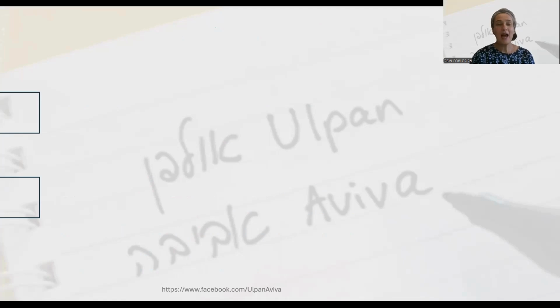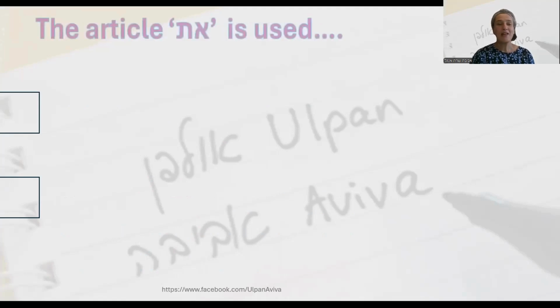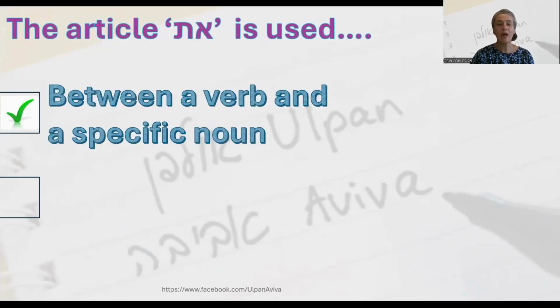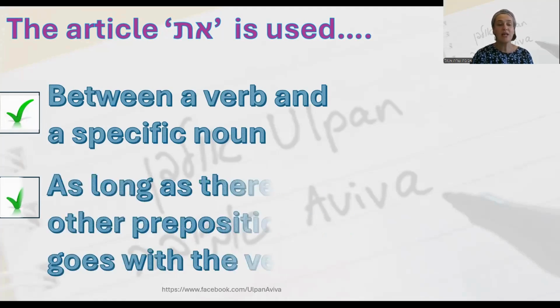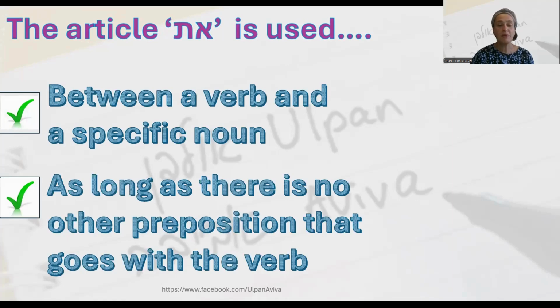So a quick recap, when do we use et? The first rule is that et only comes between a verb and a specific noun. What constitutes a specific noun? You'll have to watch one of my other videos. And the other rule is, as long as there is no other preposition that goes with that specific verb. There are some verbs that have specific prepositions that go with them. So if there's no other preposition, then you would use et.